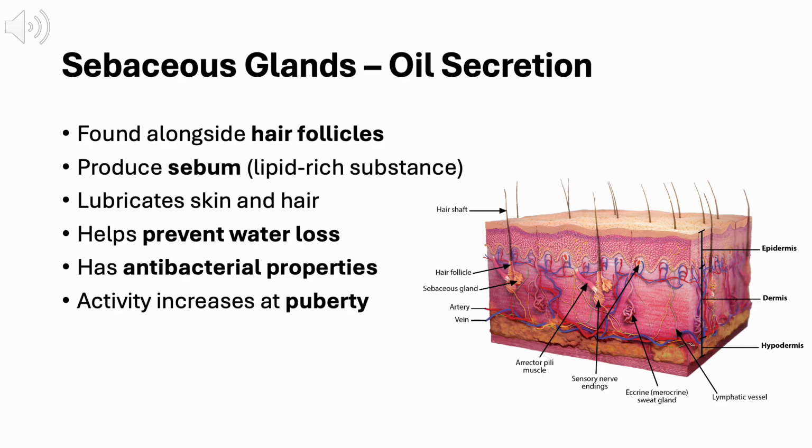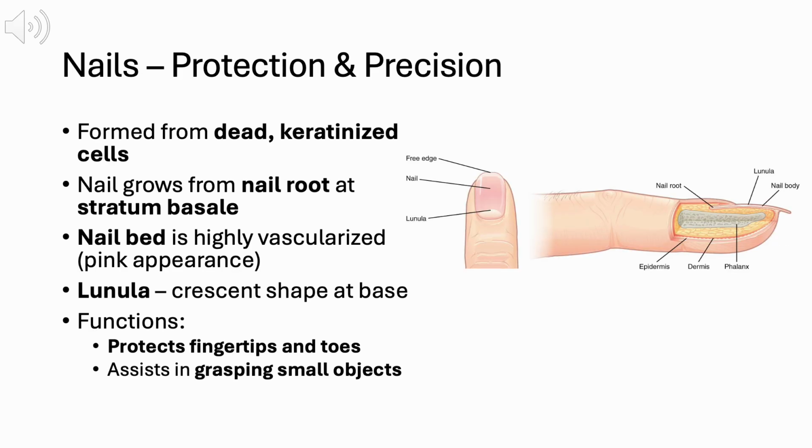These glands are inactive in childhood and become stimulated by hormones during puberty, which explains the increase in oily skin and acne during adolescence. Nails are accessory structures made of densely packed dead keratinocytes. The nail forms in the nail root where stratum basale cells divide and push the nail plate forward. The nail bed under the nail is rich in blood vessels, giving nails their pink appearance.